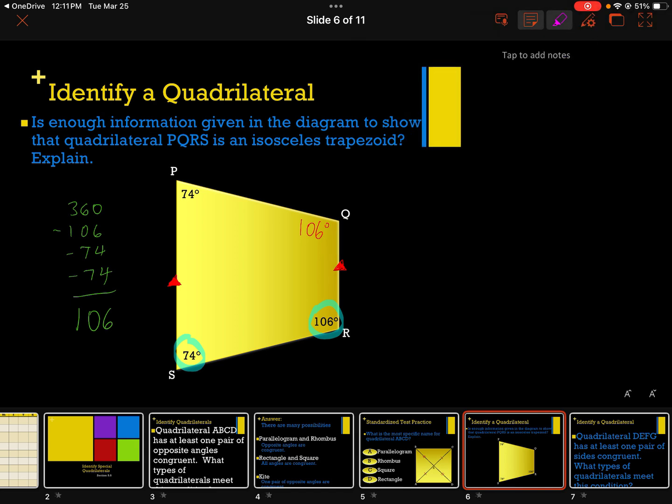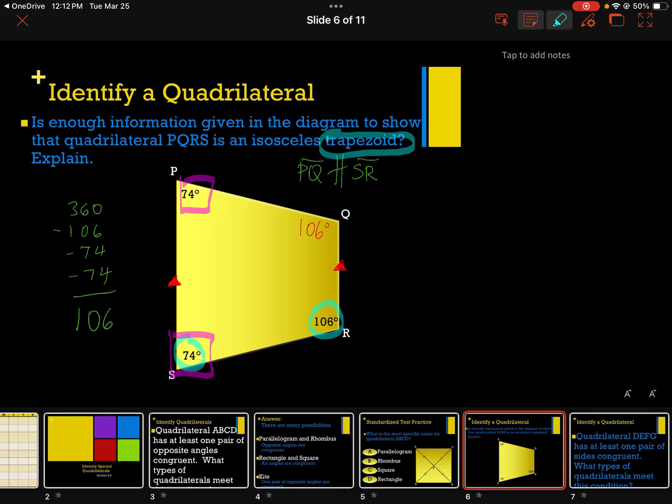What if we looked at this angle and this angle? Do they add up to 180? Okay, and they don't. So we know segment PQ and segment SR are not parallel. So it has exactly one pair of opposite sides parallel. That means it's definitely a trapezoid.